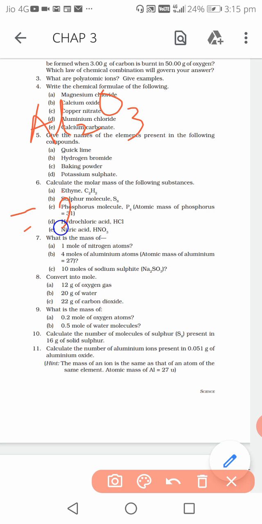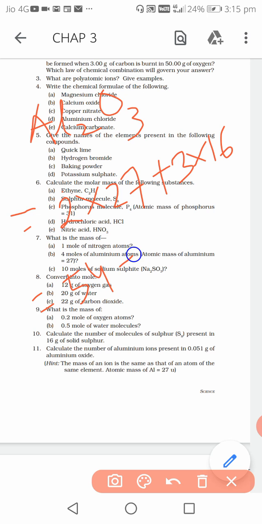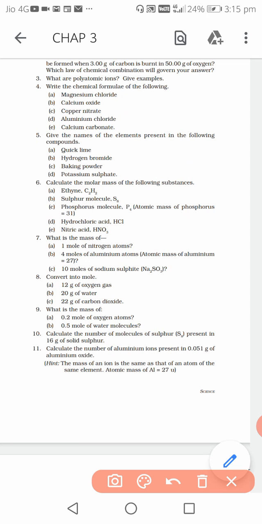2 aluminium, no? So 2 into 27 plus 3 oxygen, so 3 into 16. 54, 48. Sorry, this is 2 into 27, what was that? By mistake I deleted, it is 54 plus 48, it was, no? I think it is 102.